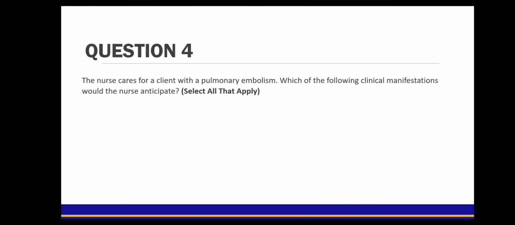The nurse cares for the client with a pulmonary embolism. Which of the following clinical manifestations would the nurse anticipate? All right. So we have our instruction. We always start there. We go to our topic. We see if there's any keywords. And then we think about that topic. What do you know about it? Once again, think about all the things you know about it. What would you expect to see? What would be some symptoms? What would be some clinical manifestations? What would be some treatments? Think about all of that.